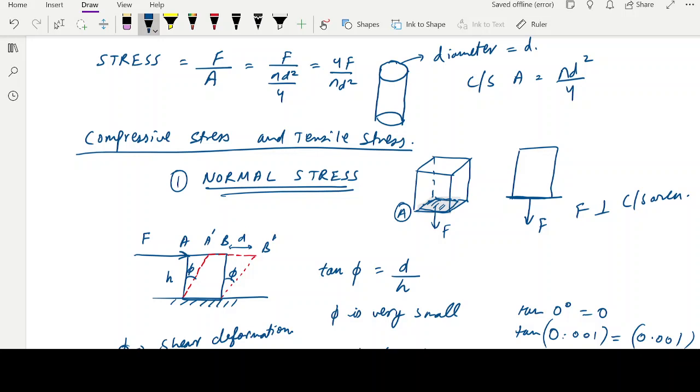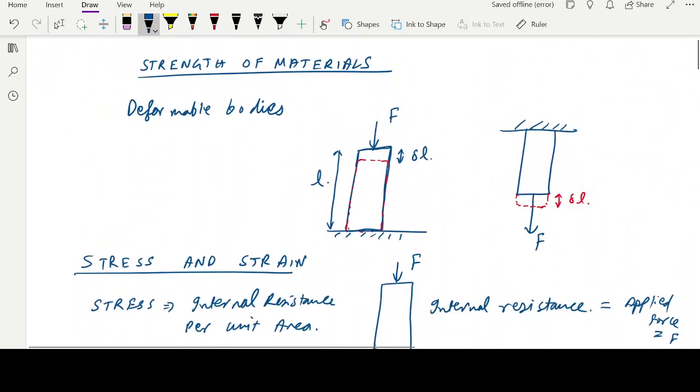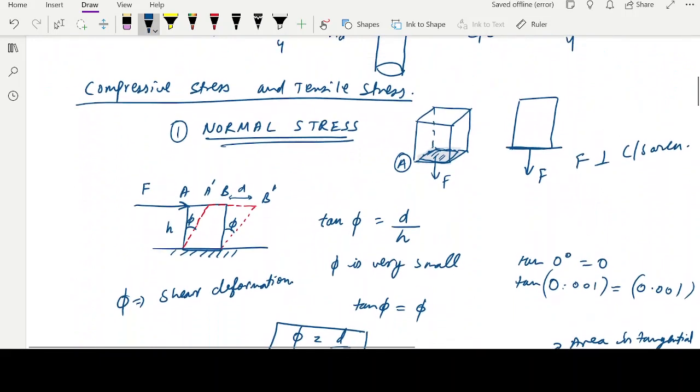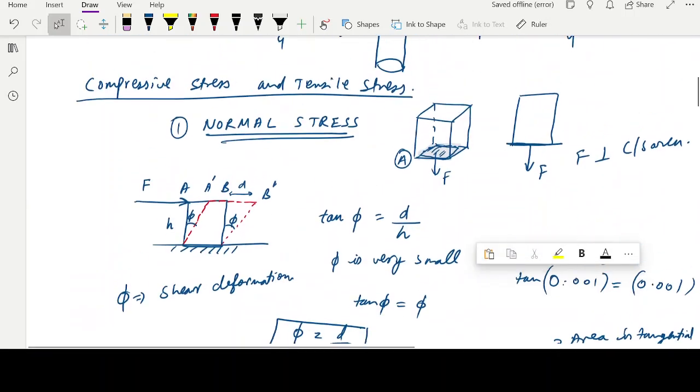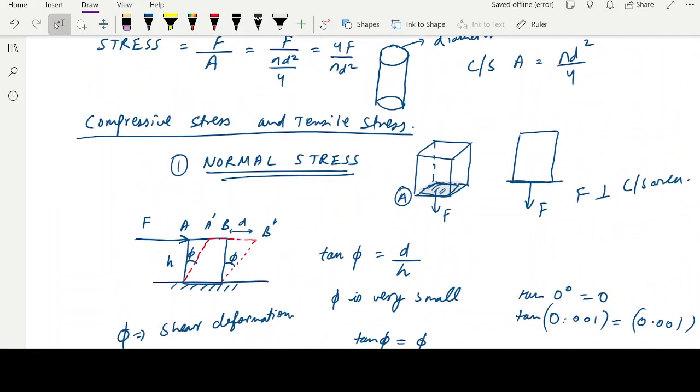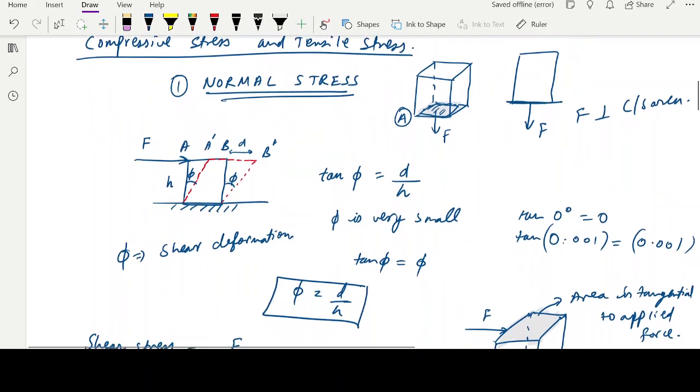Normal stress can be further classified into compressive and tensile stress, as we have already discussed previously. Compression means a force that causes the body to be compressed. In that case, the stress is known as compressive stress, and the stress which causes the body to elongate is known as tensile stress.